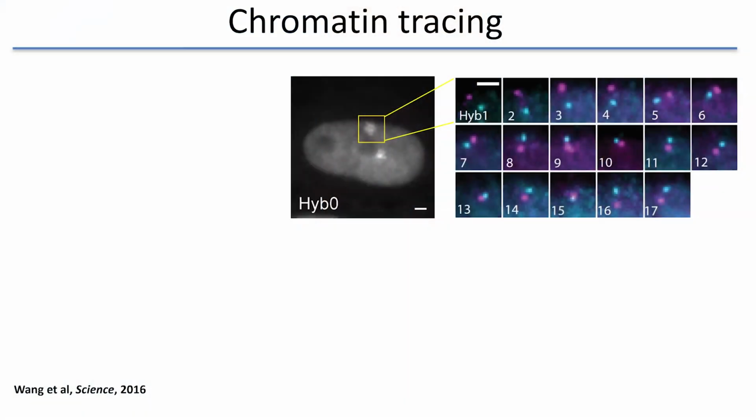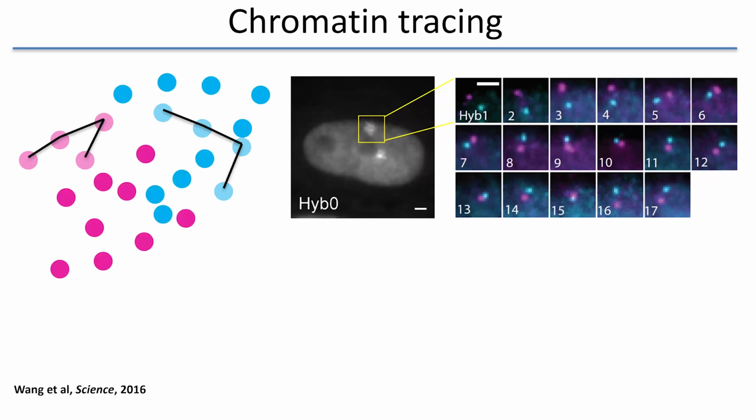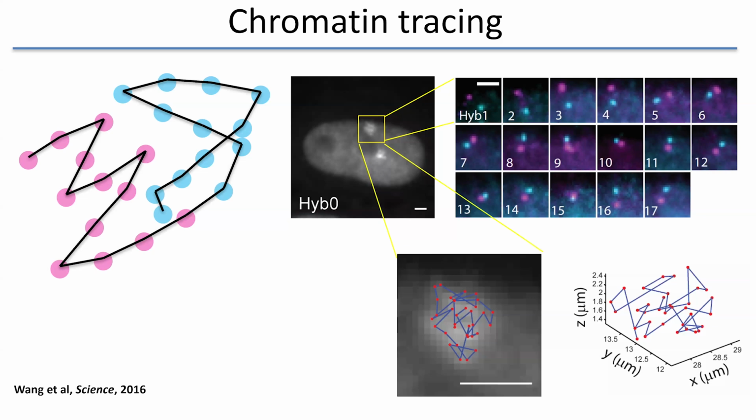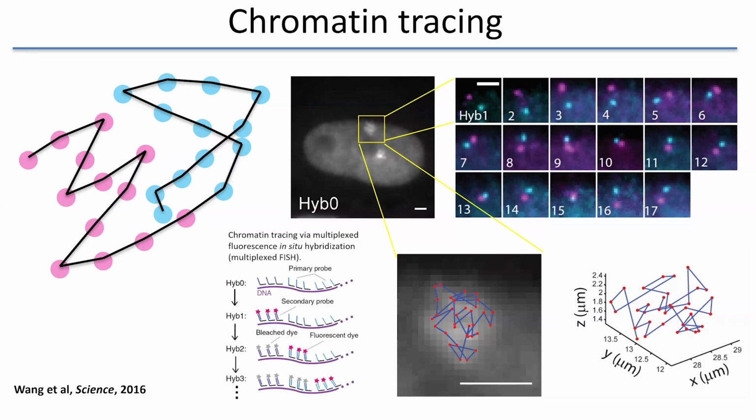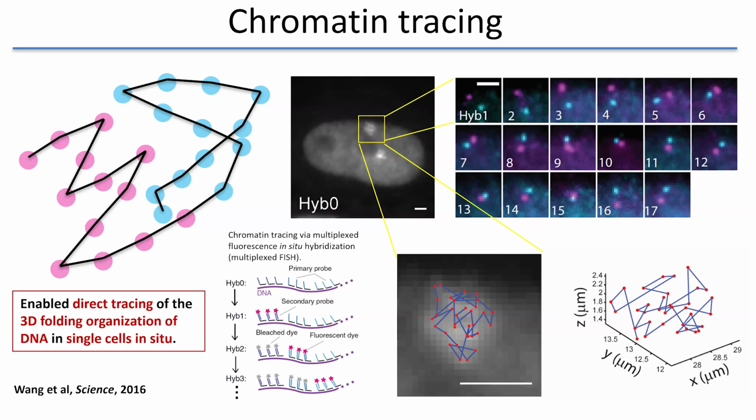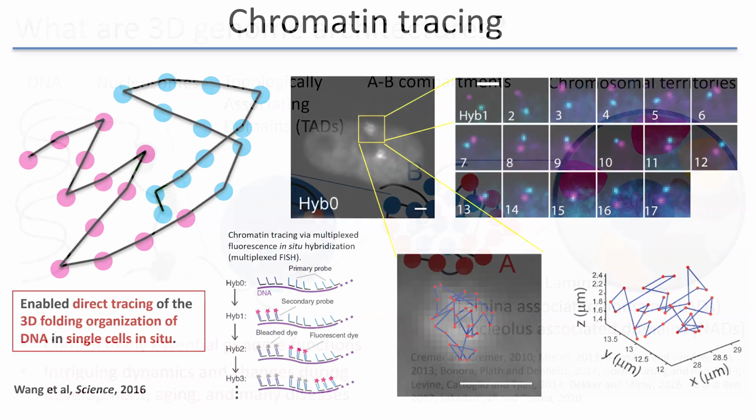For example, I previously led the development of Chromatin tracing, a first-in-kind image-based 3D genomics technology to sequentially image, pinpoint, and distinguish numerous genomic regions along individual chromosomes in single cells, essentially super-resolving the chromatin folding conformation. This technique is based on a highly multiplexed version of DNA fluorescence in situ hybridization, or multiplexed FISH, and it enabled direct tracing of the 3D folding organization of DNA in single cells in situ.